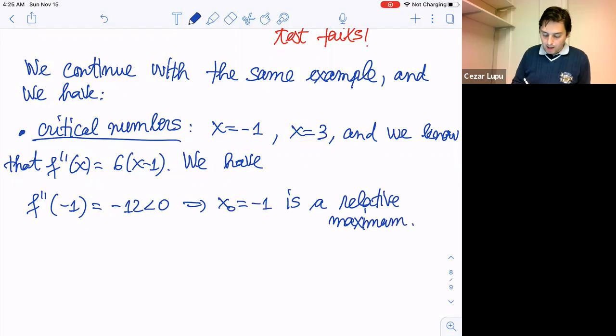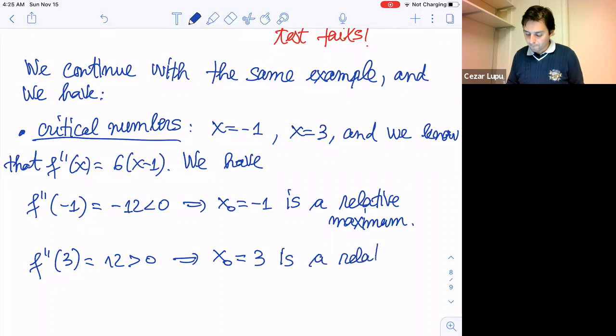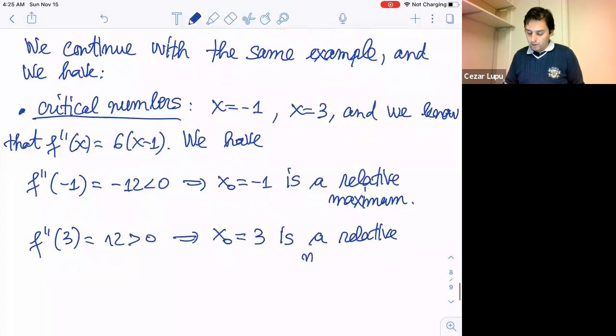Right? And when we compute the second derivative at x naught equals 3, we will have that this will be 12, which is positive. So this will give us that x naught equals 3 is a relative minimum based on the second derivative test. Note that we got the same result by using the first derivative test.